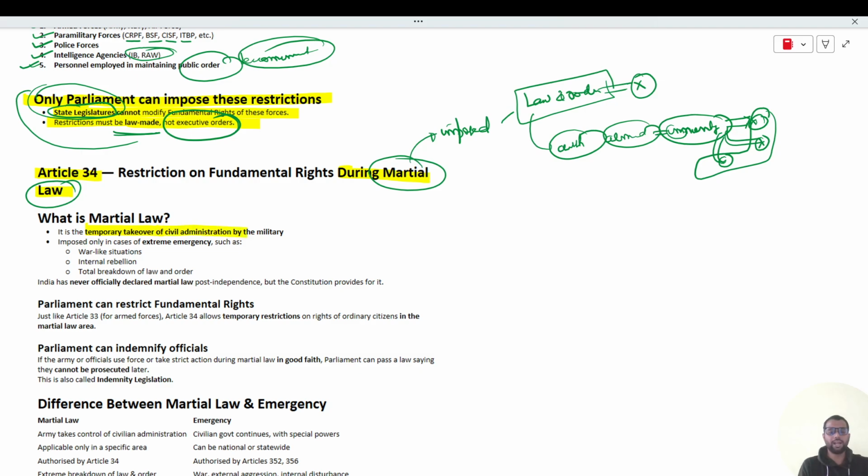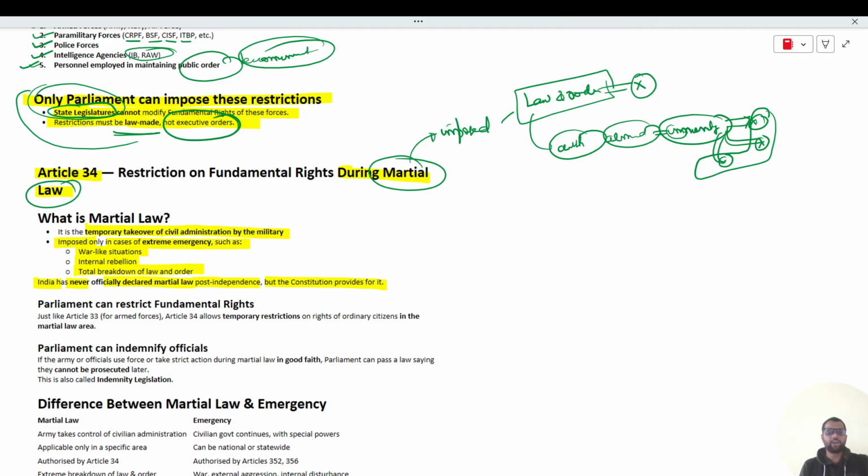Martial law is the temporary takeover of the civil administration by the military, imposed only in the case of extreme emergency such as warlike situations, internal rebellion, or total breakdown of law and order. India has never officially declared martial law post independence, but the constitution provides for it. There is a provision in the constitution, you can do that. But till now, the situation has not gone so bad that martial law is required.